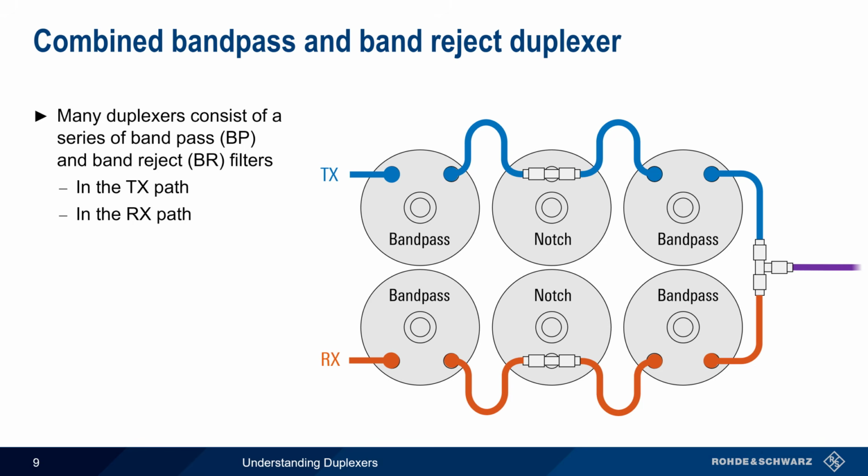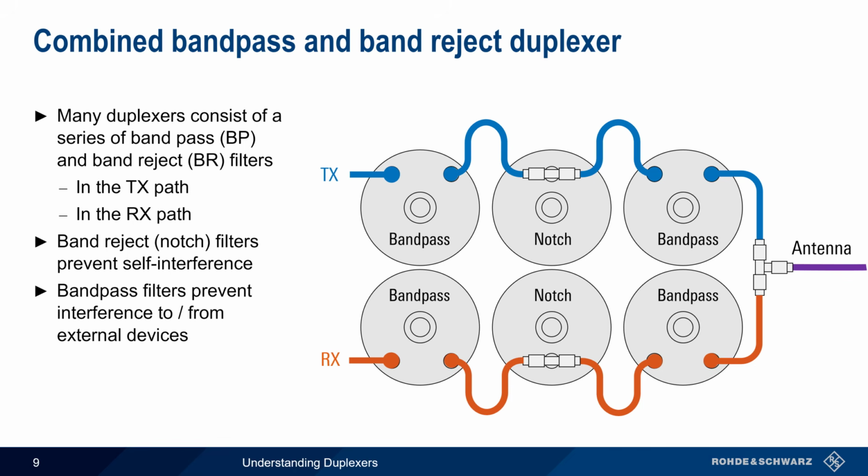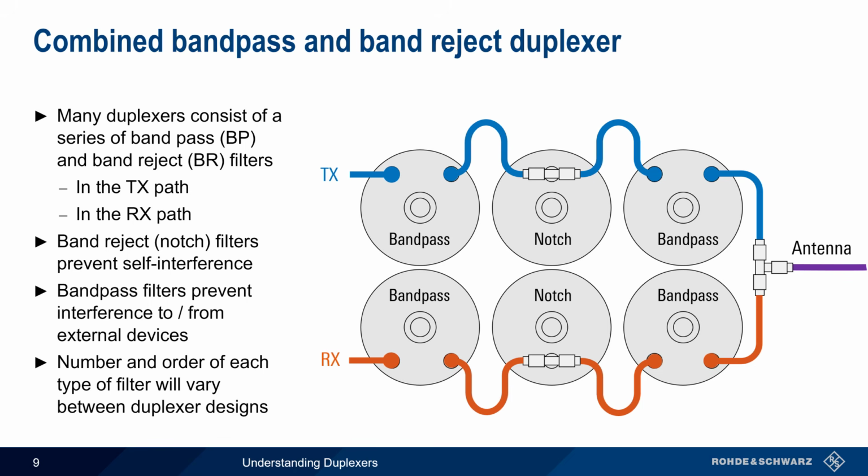These two paths are then connected to a shared antenna. Recall that the band reject or notch filters are primarily designed to prevent self-interference, especially desense of our receiver from our transmitter, and the bandpass filters are used to limit interference to, or from, nearby external devices. Although constructing duplexers from a combination of both bandpass and band reject filters is very common, the number of each type of filter and their order in the signal chain will vary between duplexer designs.